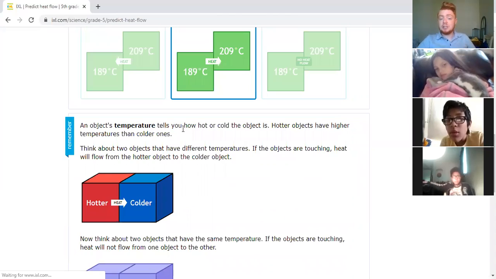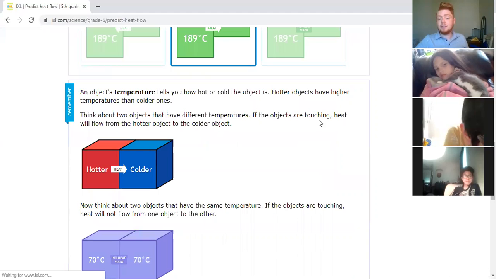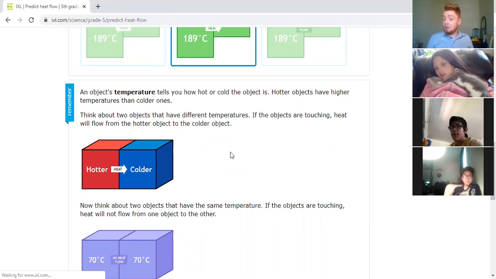An object's temperature tells you how hot or cold the object is. Hotter objects have higher temperatures than cold ones. Think about two objects that have different temperatures. If the objects are touching, heat will flow from the hotter object to the cold one. This gave us a very hot block and a hot block. You know because we've been doing it all week that heat makes ice melt, so the heat goes to the colder object. The ice doesn't cool down the heat.